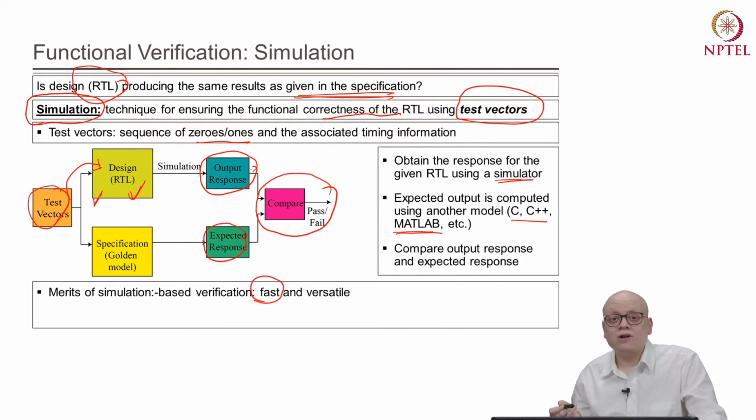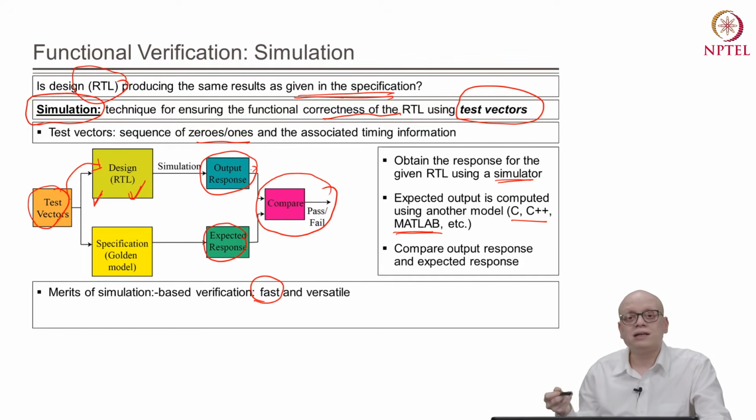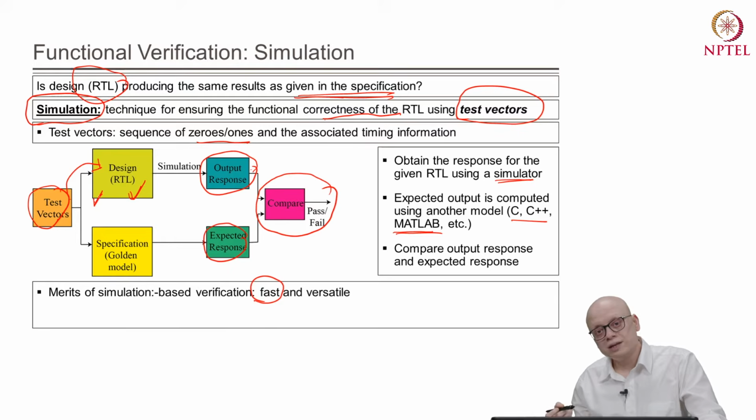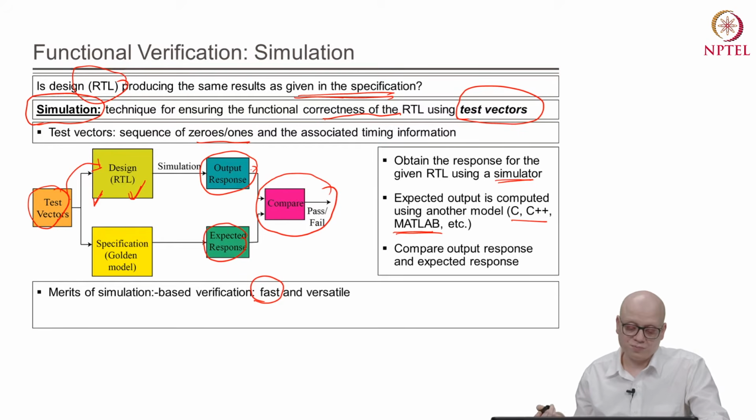And it is also very fast. It is the same as running an executable. When we write a computer program, after compiling it, we see whether that program is producing the correct answer by running it on a given input. Simulation is a similar kind of method. For a given test vector, we check whether our model is producing the expected response or not.